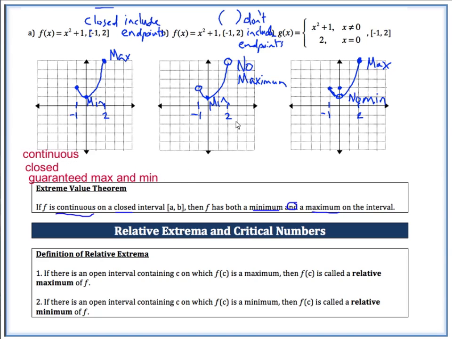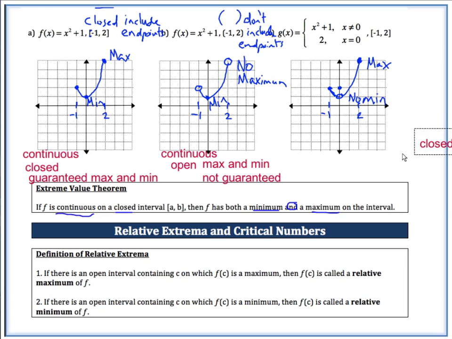Okay, so let's look at our second one. Our second one was also continuous, but it was on an open interval. So because it was not closed, a max and a min are not guaranteed. And we can see here that the maximum didn't happen. It could have happened, but it's not guaranteed.